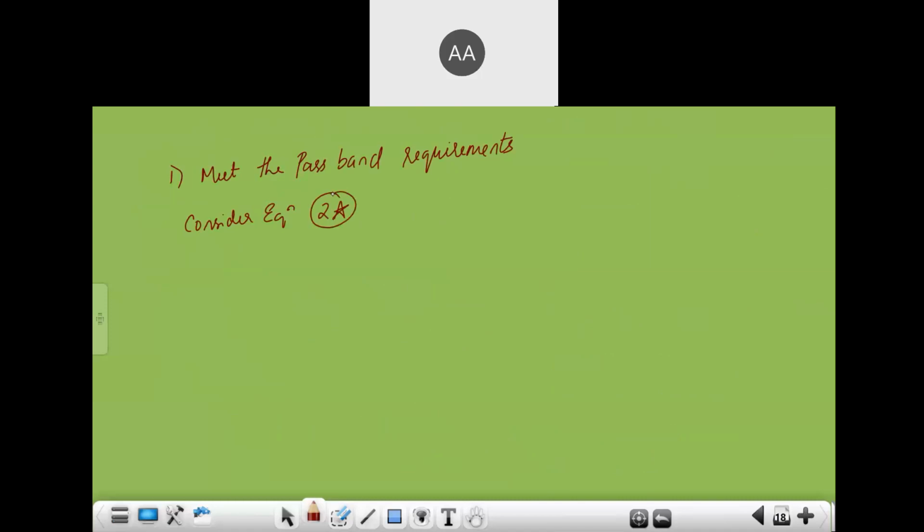Okay. If you consider equation 2 star, what happens? Rewrite it. (Omega p by omega c) whole thing to the power 2n is equal to (10 power minus kp by 10) minus 1. Right? This is your expression. Now what you should do, you want to meet the passband requirement, then the cutoff frequency.